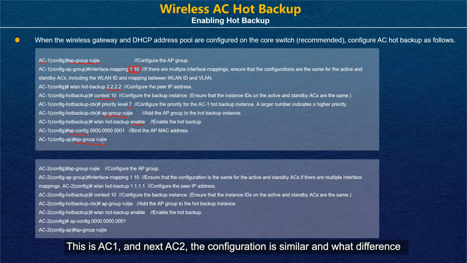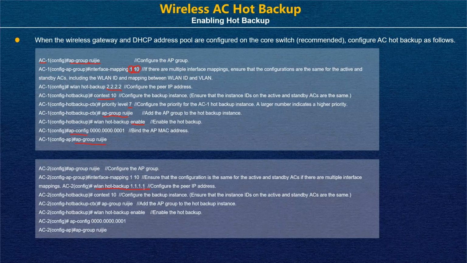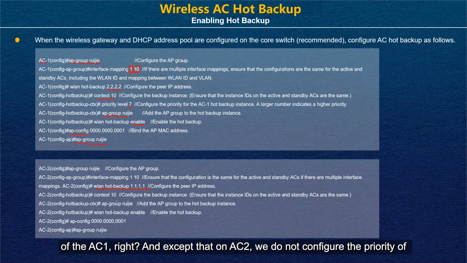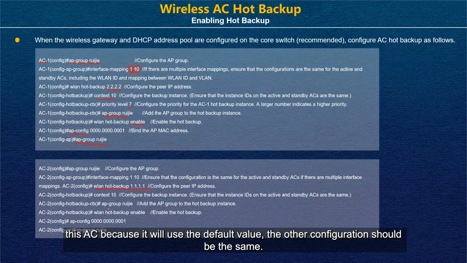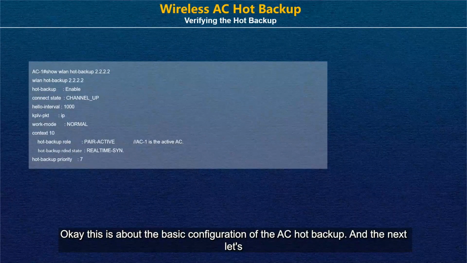Okay, this is AC1, and next AC2. Actually, the configuration is similar, so what is the difference? Firstly, the peer IP address is different. The peer IP is the IP address of AC1, right? And except that, on AC2 we did not configure the priority because it will use the default. The other configuration should be the same. Okay, this is the basic configuration of the AC hot backup.